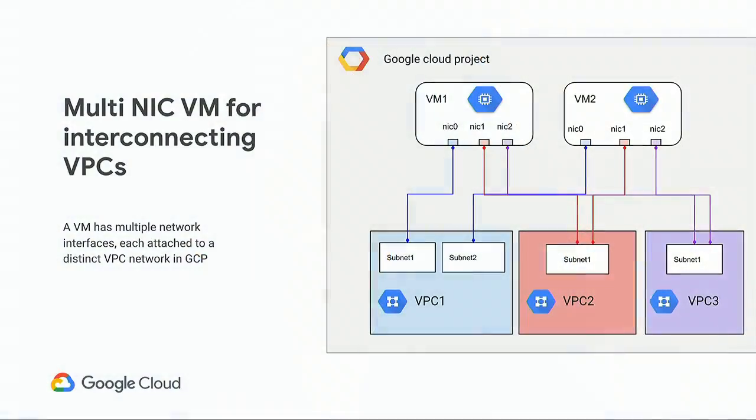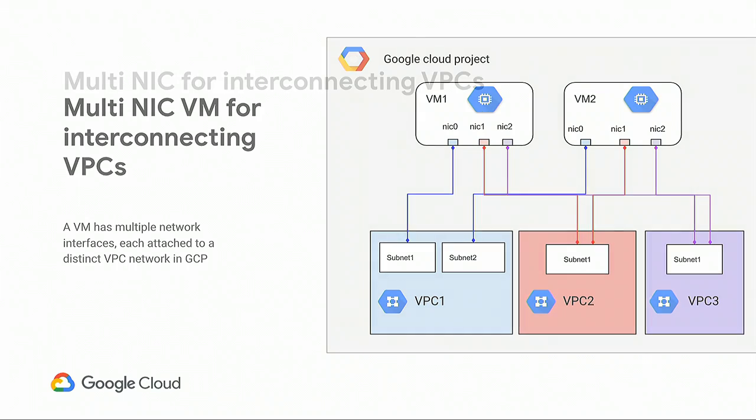So the next approach for interconnecting VPCs is by leveraging a multi-NIC VM, where each network interface goes to a distinct VPC in the project. So this is typical, as illustrated in this diagram. This is a design option that you would leverage when you need all your traffic to go through an appliance, like a next-generation firewall that does deep packet inspection.